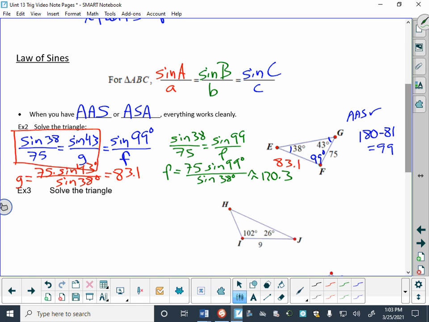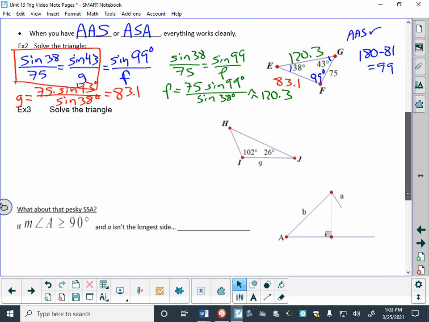Again, bigger than the other ones. I believe that is an answer, and I now know all the sides and angles in that triangle. Okay. Let's do another one.